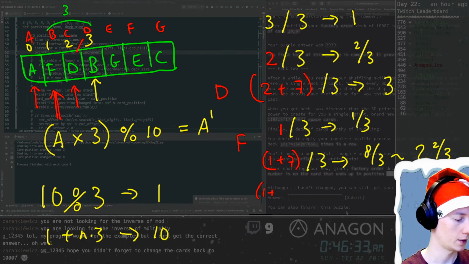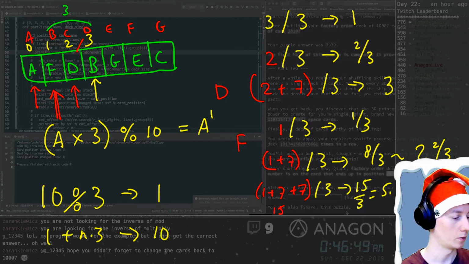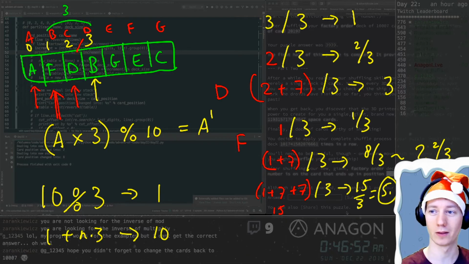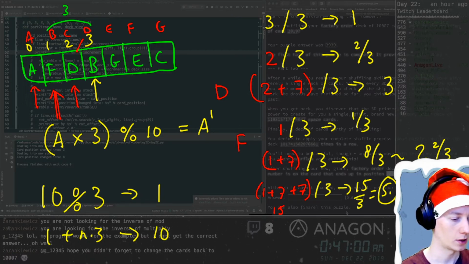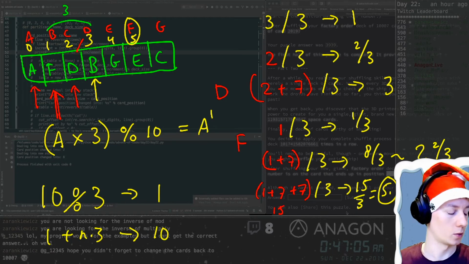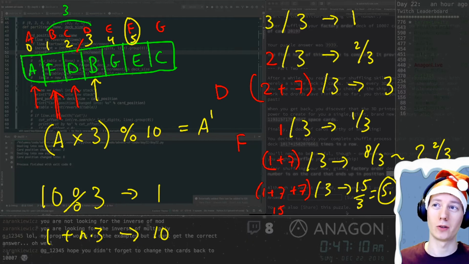So 1 plus 7 plus 7 divided by 3. And that is the same as 15. And 15 divided by 3 equals 5. So that means we had originally position 5. Well, I think I'm probably on the right track. Where was F originally? It was here at 4 and 5. So that method seems to work. So we have to keep adding 7s until we have no remainders.